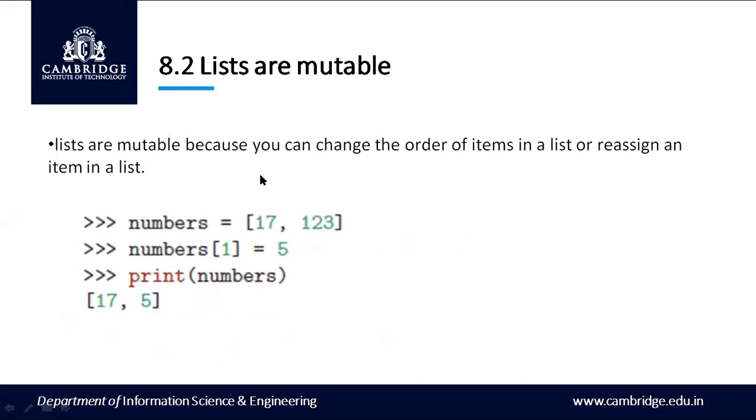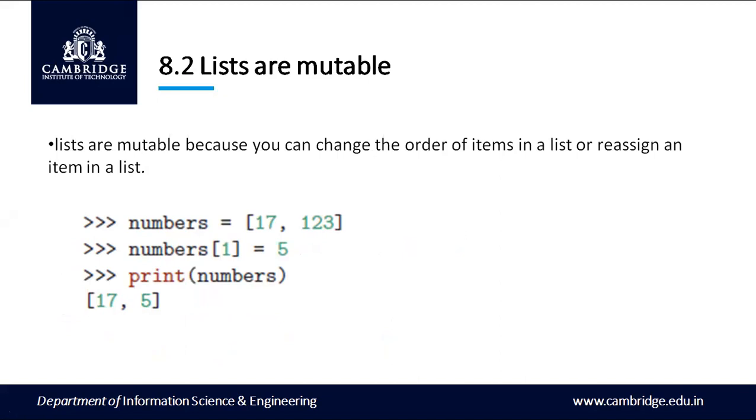Lists are mutable. Previously we studied the concept of mutability. What is mutability and immutability? Mutability means you can change the order of items, you can assign new values to the list. Immutable means you cannot change the order of the items or assign a new value. In particular, this is the concept of strings.